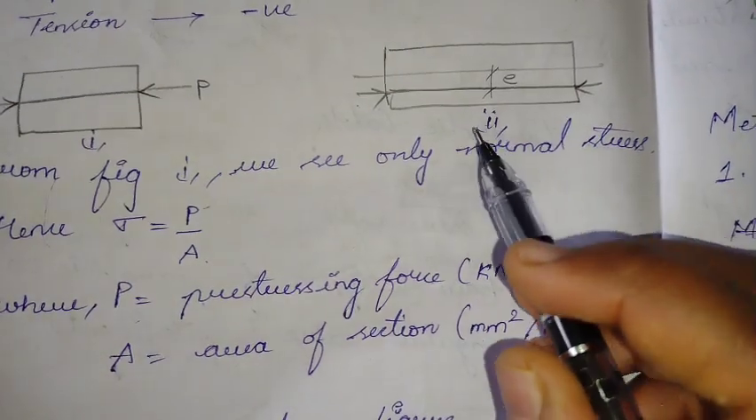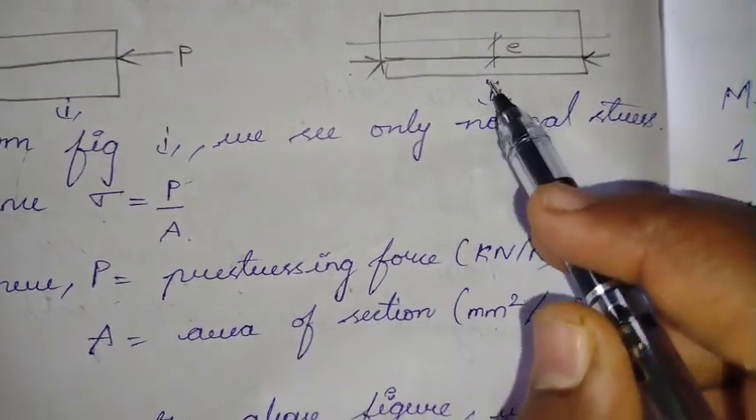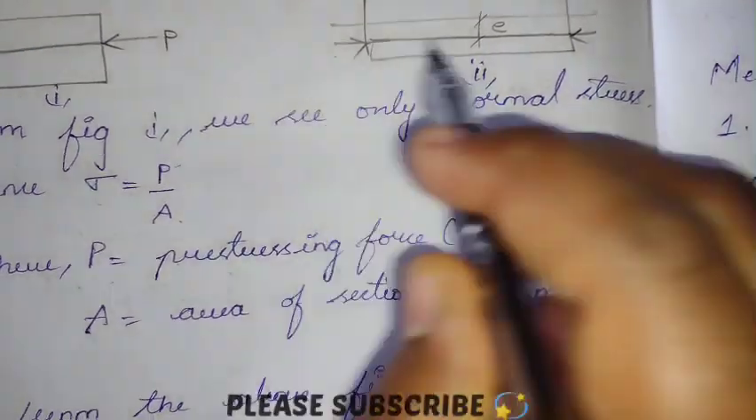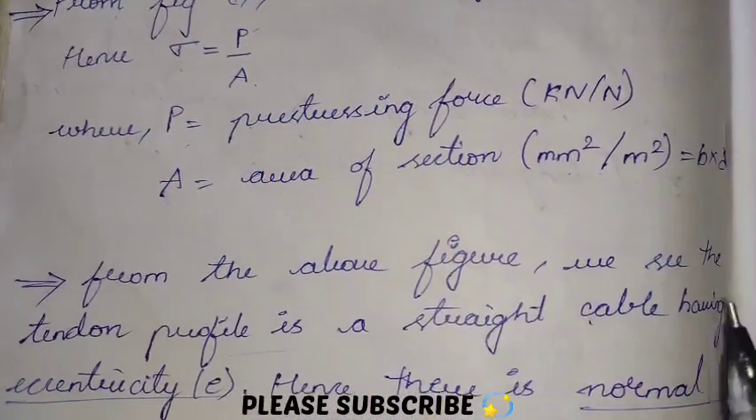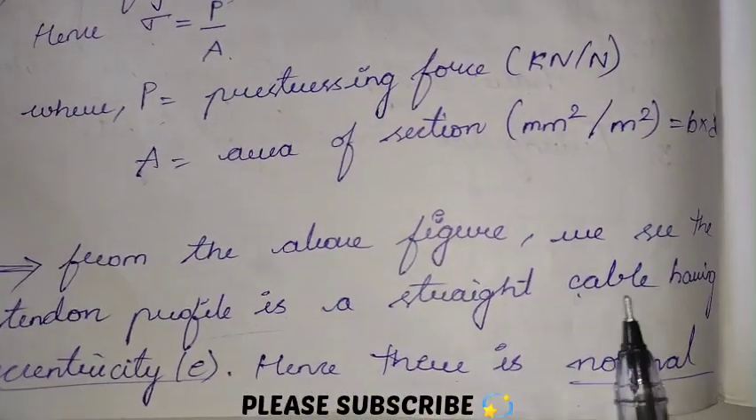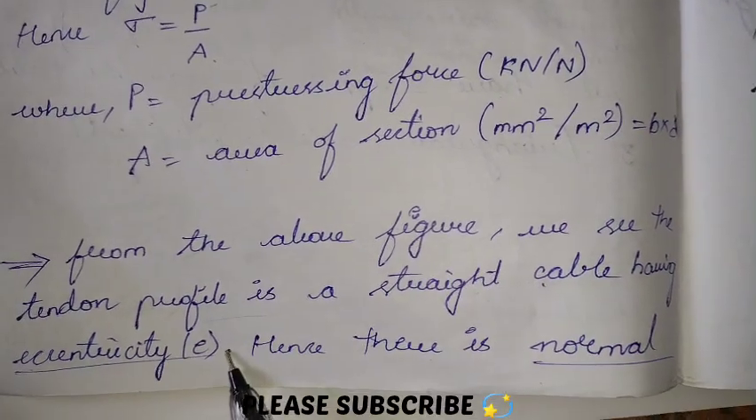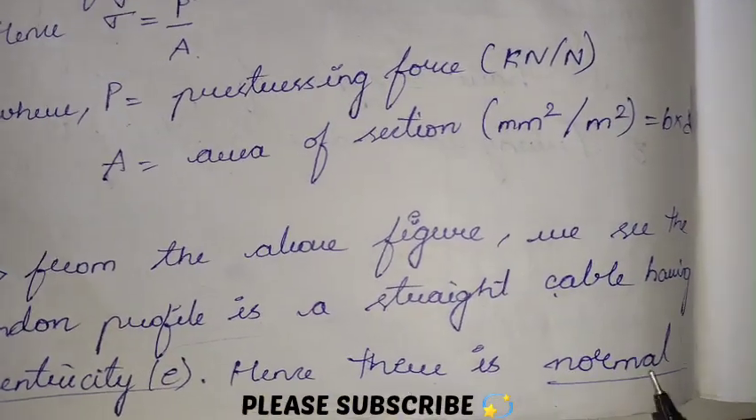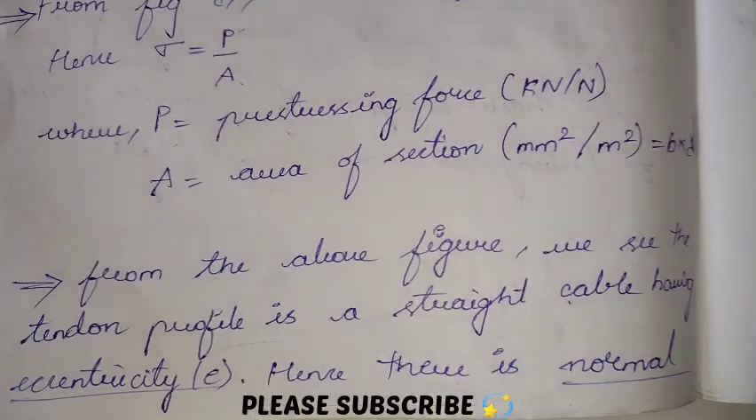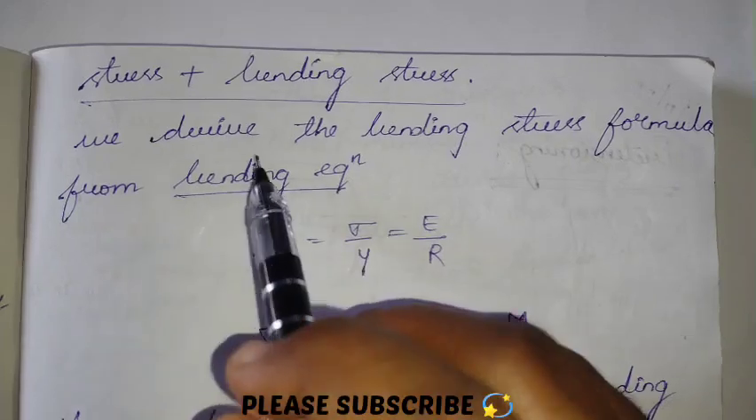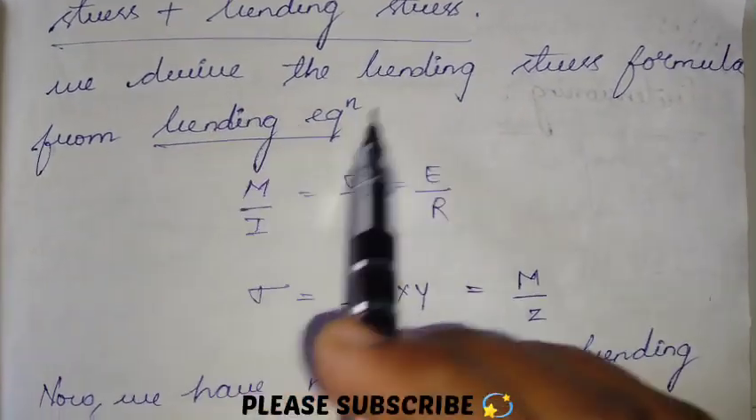But when we are talking about figure 2, we can see some eccentricity of the tendon from the CG of the section. From the above figure, we can see that the tendon profile is a straight cable having eccentricity E. So here, along with the normal stresses, there also exist some bending stresses. We know how to get the bending stress value.